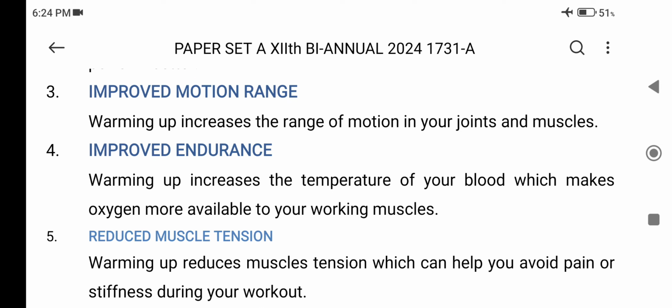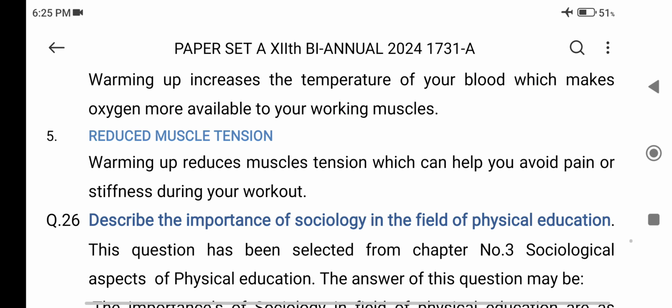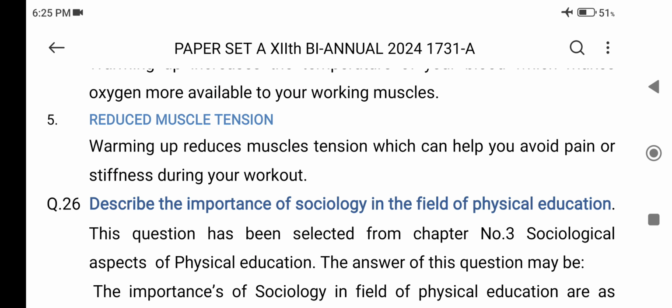Number 3, improved range of motion. Warming up increases the range of motion in your joints and muscles. Number 4, improved endurance. Warming up increases the temperature of your blood, which makes oxygen more available to your working muscles. Number 5, reduced muscle tension. Warming up reduces muscle tension, which can help you avoid pain or stiffness during your workout.